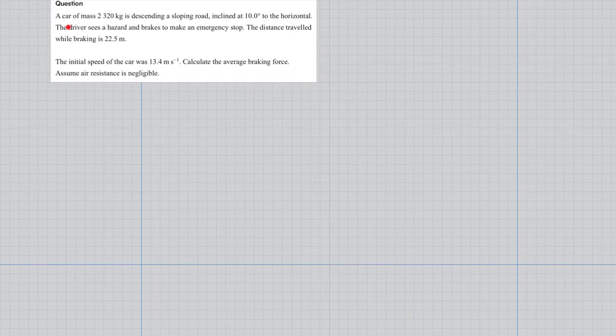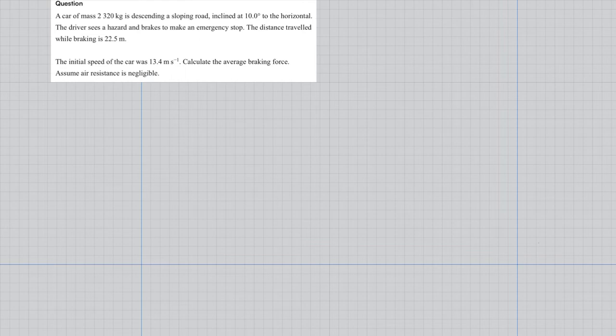So in this question, it says a car of mass 2,320 kilograms is ascending a sloping road inclined at 10 degrees to the horizontal. The driver sees a hazard and brakes to make an emergency stop. The distance traveled while braking is 22.5 meters. The initial speed of the car is 13.4 meters per second. Calculate the average braking force. Assume air resistance is negligible.